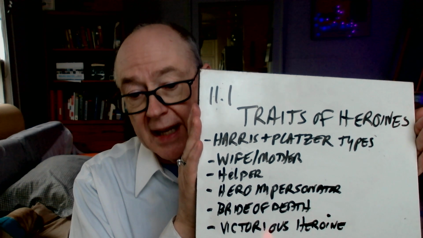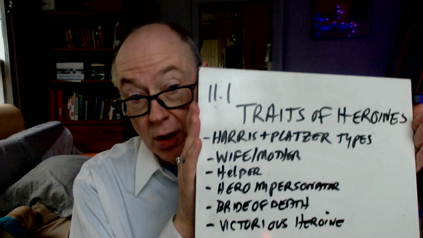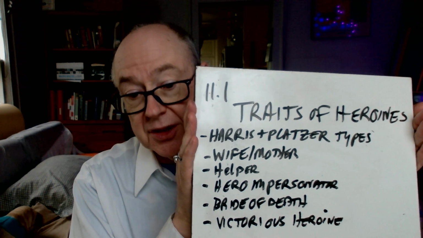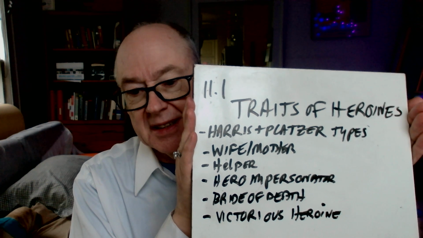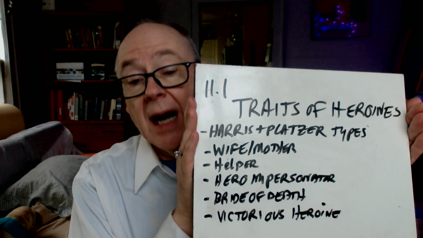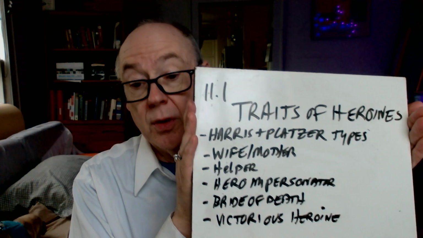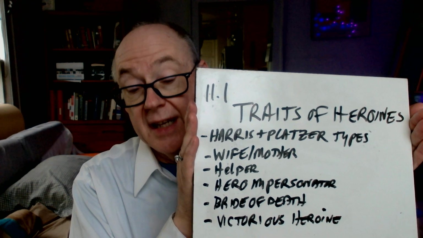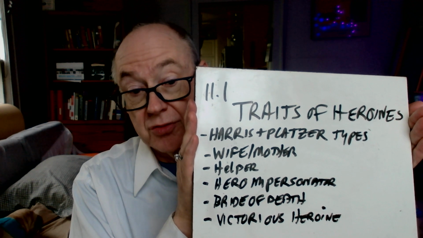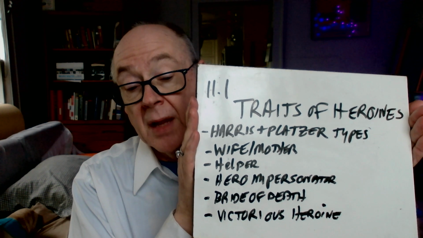The hero impersonator is a woman who basically acts the hero in the male sense. So Lady Macbeth in Shakespeare is probably the best example that I can think of. But within the stuff we have Medea, who starts as a helper, but in the play Medea is definitely a hero impersonator, and Clytemnestra, who kills her husband Agamemnon, would be a hero impersonator.